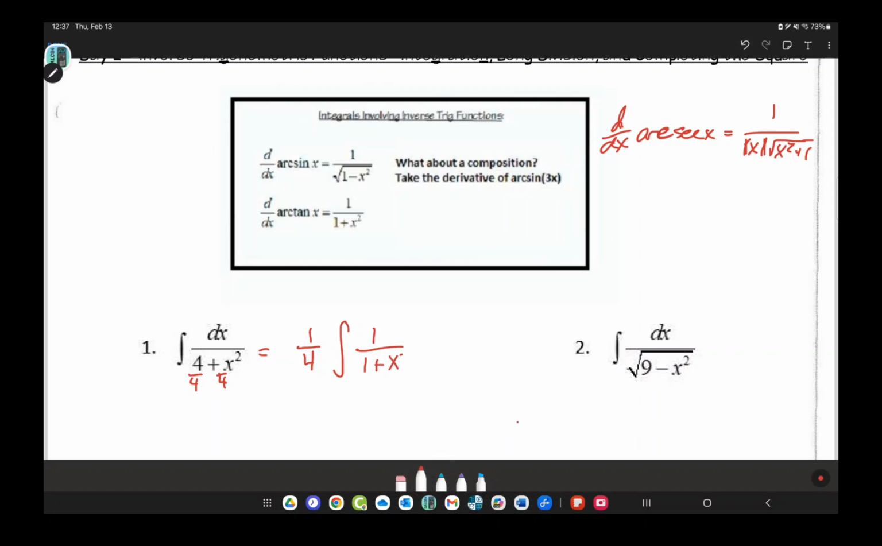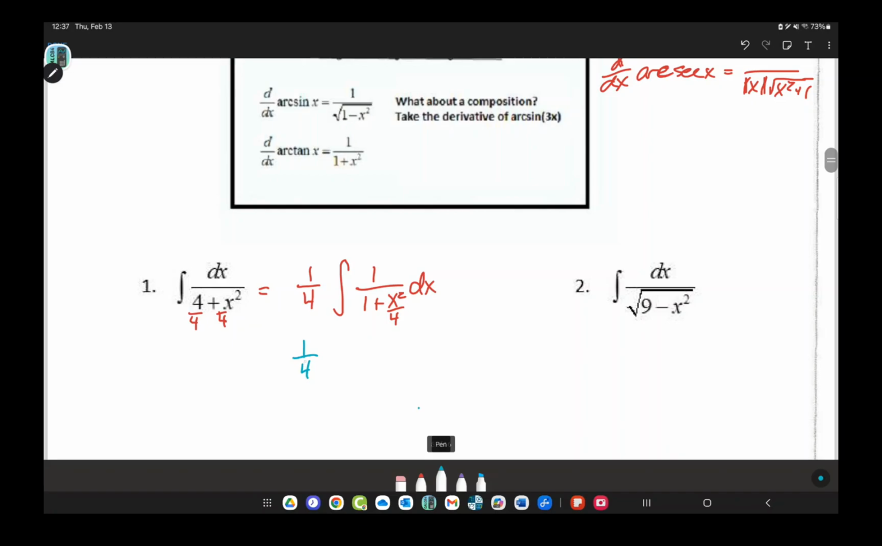x squared over 4 dx. Now, we don't like that. We want to have something squared. What I mean by that is we want to write this as 1/4 the integral of 1 over 1 plus x over 2 squared.